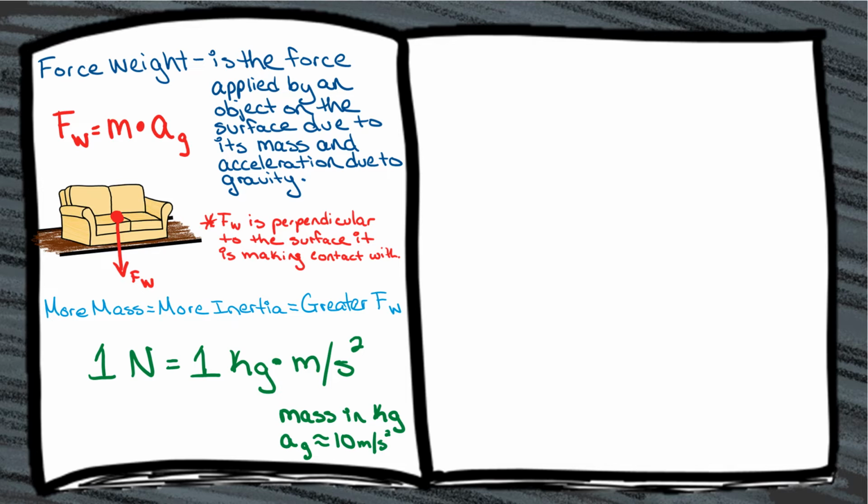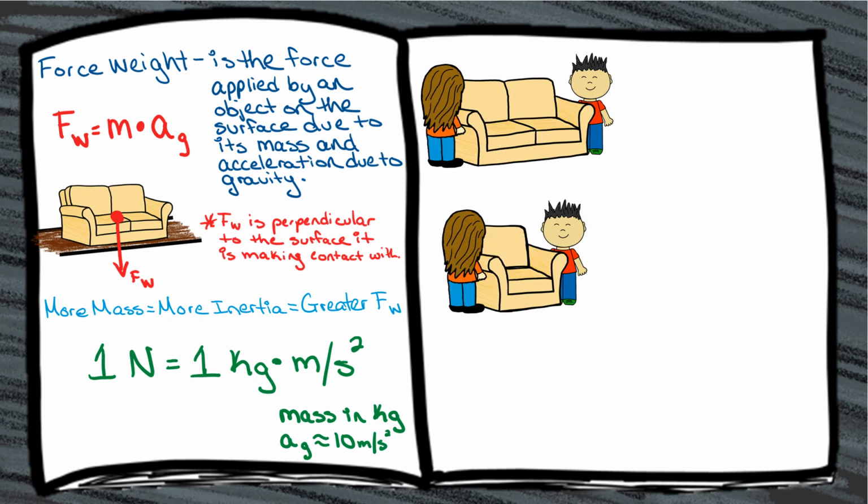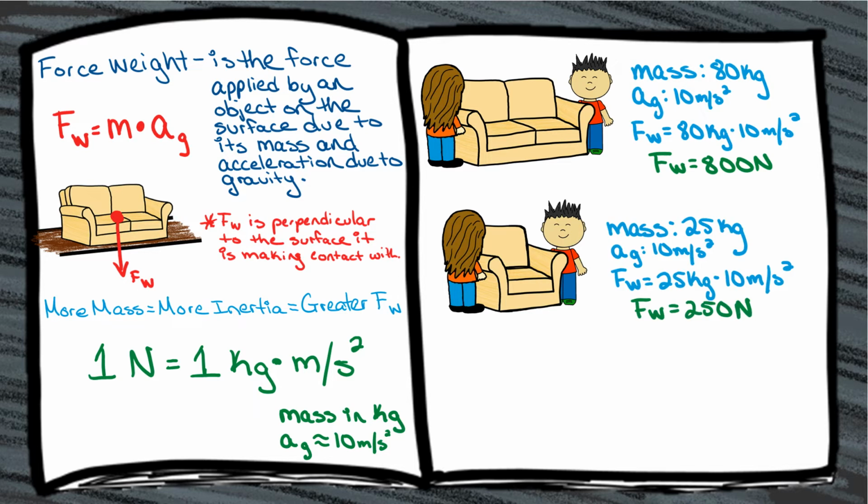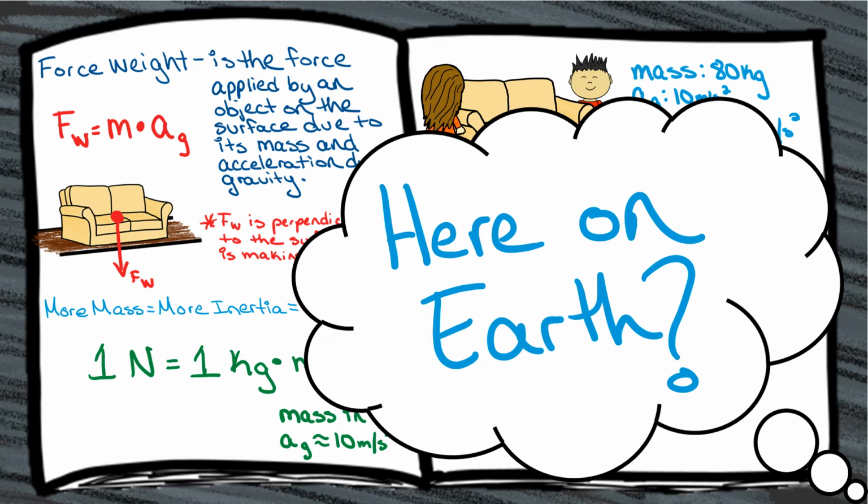So for instance, let's look at these two couches. Despite gravity being the same around them, their masses are different. Thus, their force weight will also be different. The bigger couch will have a force weight of 800 newtons, and the smaller couch will have a force weight of 250 newtons. Now, this means that a greater force is going to be required to overcome the more massive couch's inertia. Another good question, Alex.